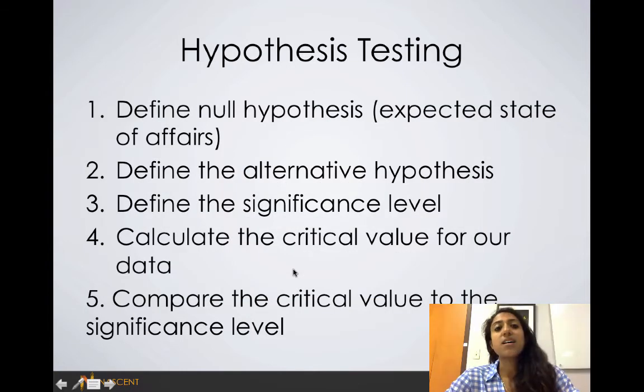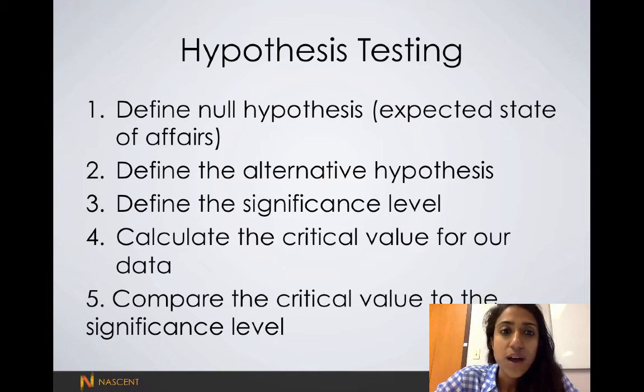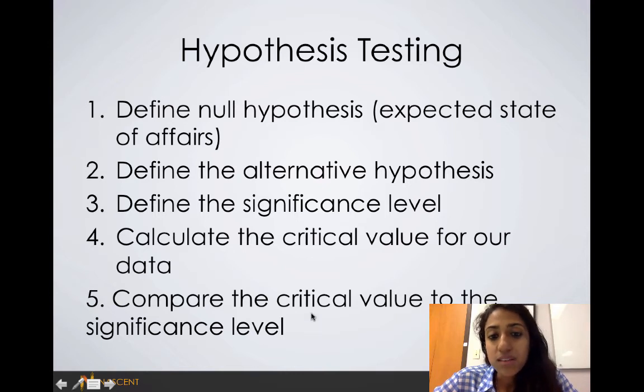So next we'll talk about how we use these distribution curves to do hypothesis testing. When we do hypothesis testing, we first define a null hypothesis, the expected state of affairs, what you think is going to happen. The alternative hypothesis is the opposite of what you think will happen. The significance level is how confident you want to be in your results. If I want to be 95% confident, or 99.9% confident, that's what the significance level helps us determine. We then calculate the critical value for our data and compare the critical value to the significance level. To give you a better idea of these steps, we'll go through a practice problem.